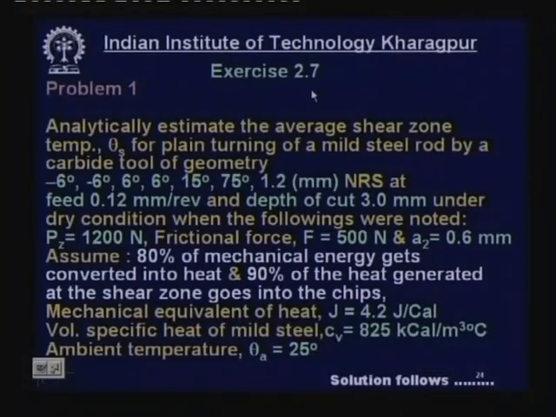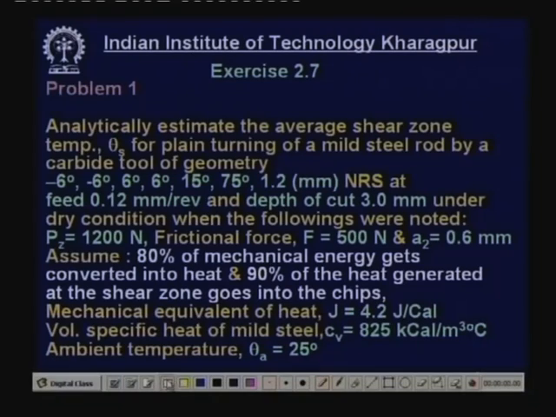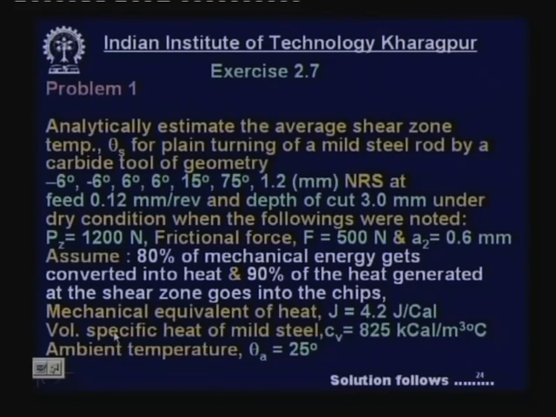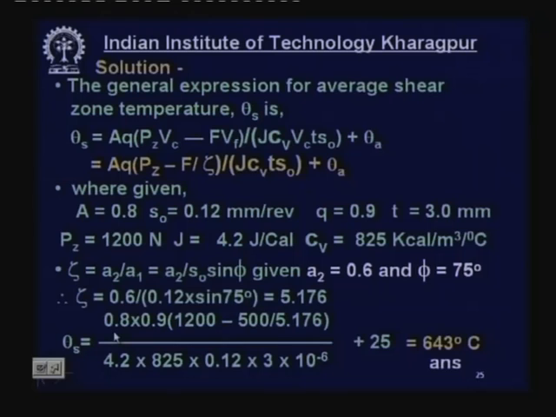Now, friends, for your practice there is an exercise, 2.7, where two problems are given. Problem number 1 you can easily solve. This is for determining theta. J is given, J is known, CV known, and all these things. Putting all these values into this equation, you get the value of theta as 643 degrees centigrade. So this is the answer.